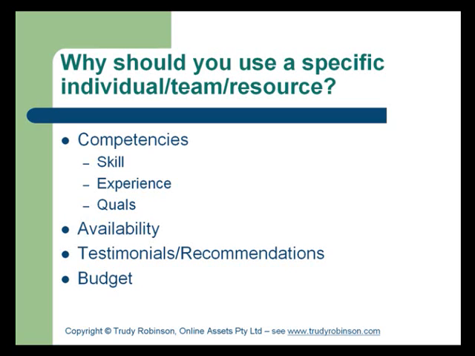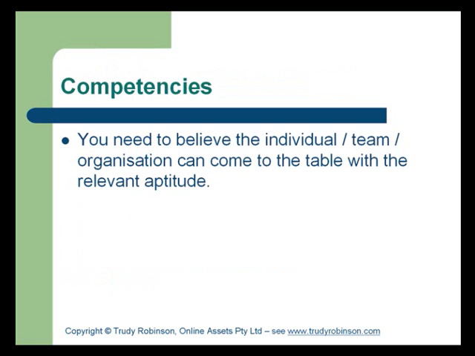We've already mentioned some of the competencies regarding skill, experience and qualifications. However, some of the other considerations that may come into play regarding the selection of the resources are their competencies, as we've mentioned, the availability regarding the timeline, but it may also be down to testimonials and recommendations from their previous projects. Budget may also come into play depending on their rates, whether they are a permanent employee, casual or contractor. These resources may cost more and therefore have a bigger impact. Again, returning to the competencies, you need to believe that the individual resource or team can come to the table with the relevant aptitude. Aptitude and attitude is often a greater benefit to your project than skill in itself.